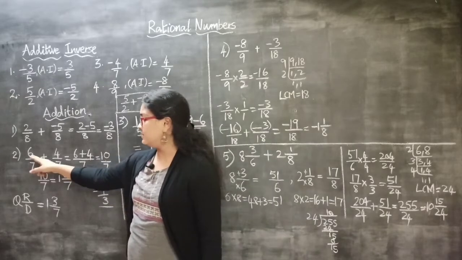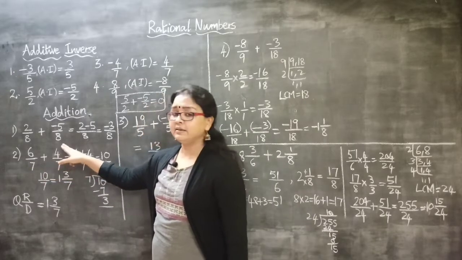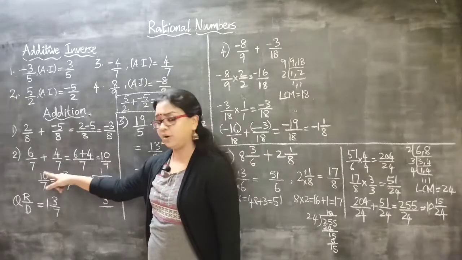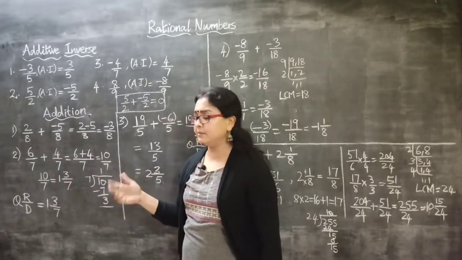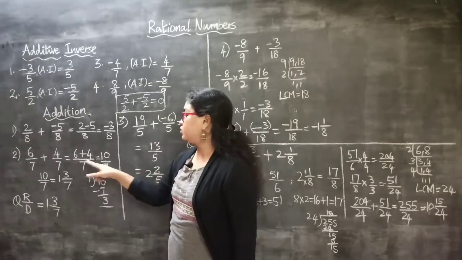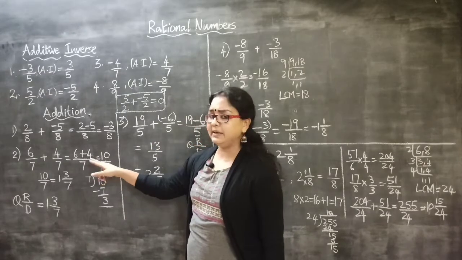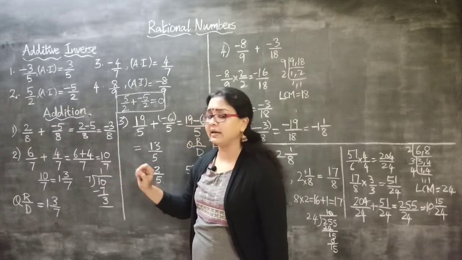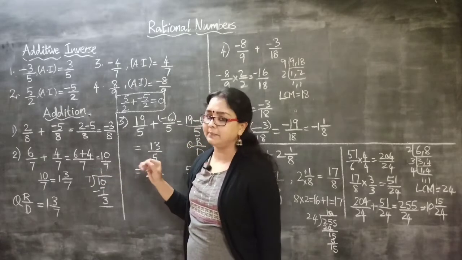Next is 6 by 7 and 4 by 7. These two we are adding. The denominators are the same. It's simple. We need to just add the numerators and get the answer. So when I add the numerators, I will get the answer 10. The denominator 7 I have written. So the answer is 10 by 7.